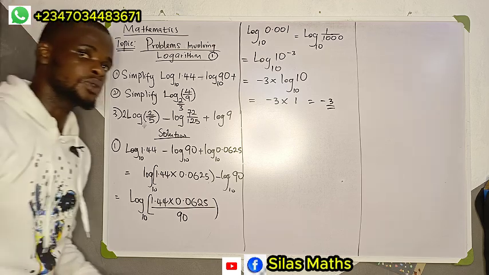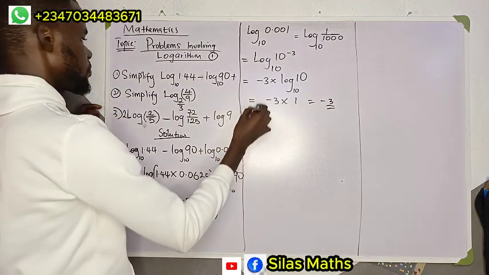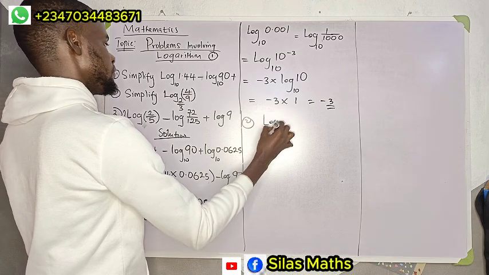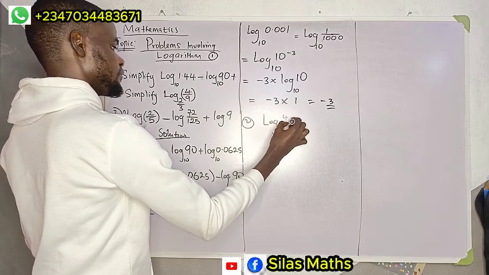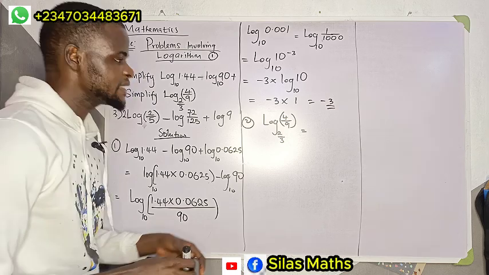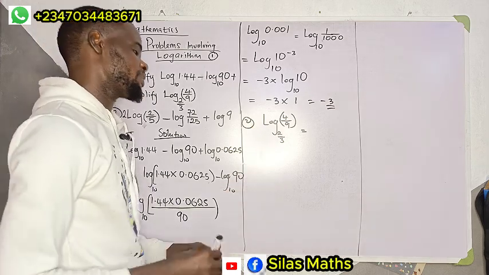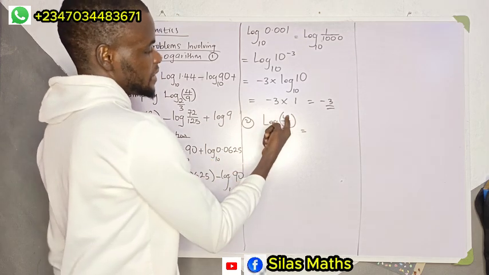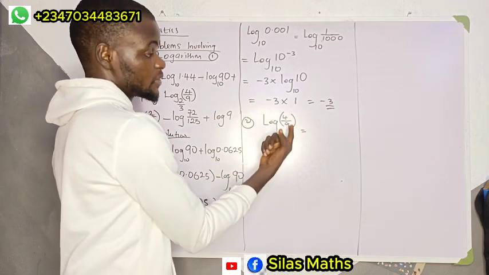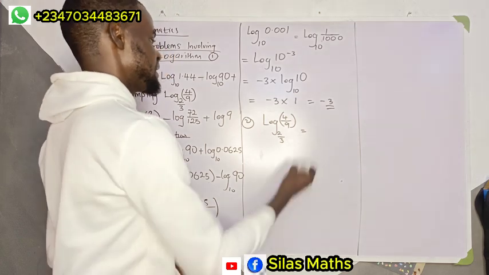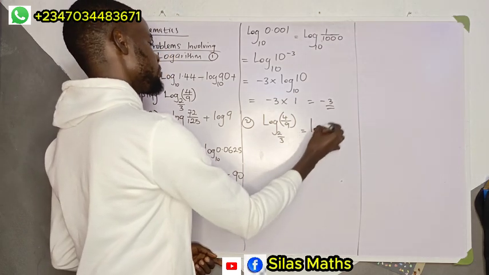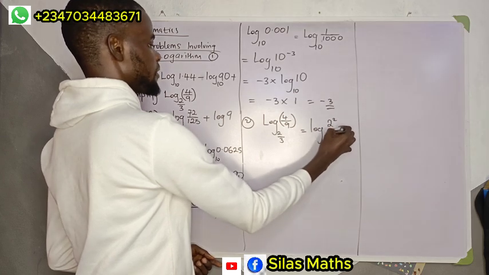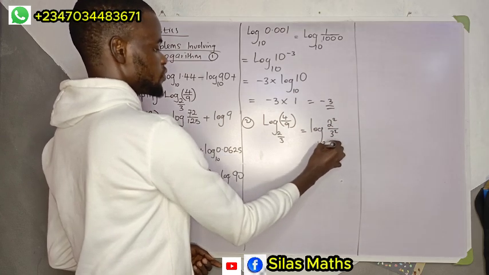So let's jump into number 2. Number 2, I have this question. Okay, all right, this is very easy to solve. Looking at it closely, I can actually prime factorize the numerator and the denominator by saying that this is the same thing as log of 2 to the power of 2 over 3 to the power of 2, then base 2 over 3.